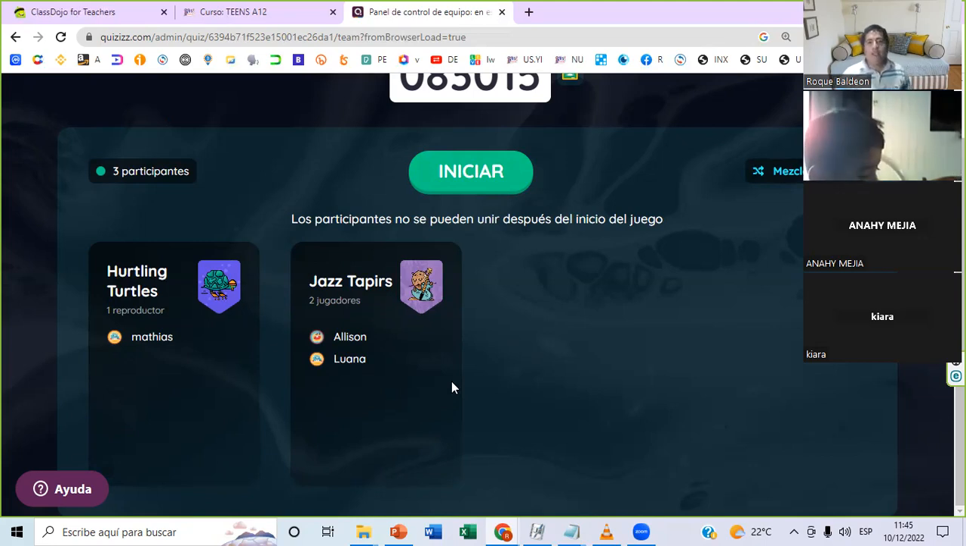Yes, no. Allison, Luana, that's it. Very good. Son tapirs. Allison and Luana son tapirs. Good. Nos falta todavía que ingrese Kiarita and Anaí.